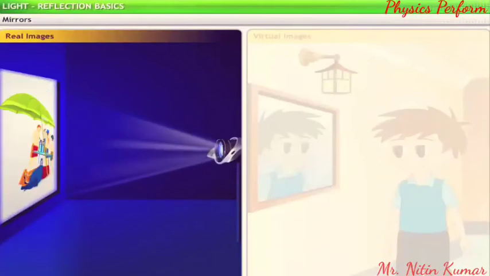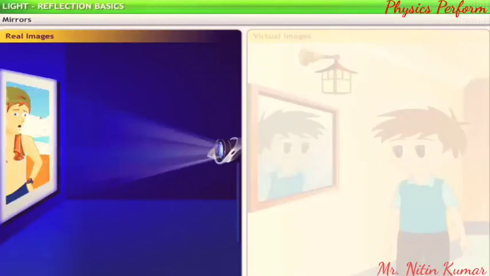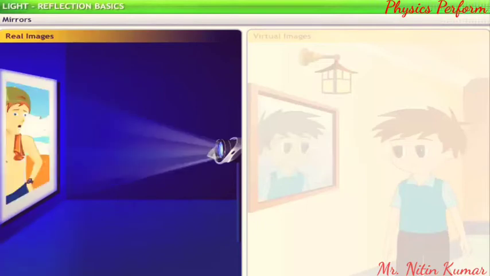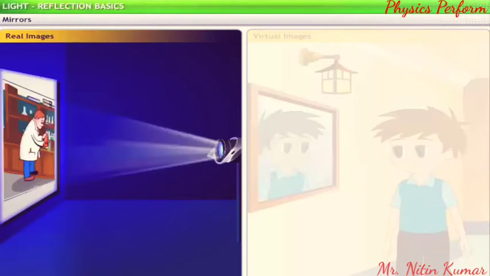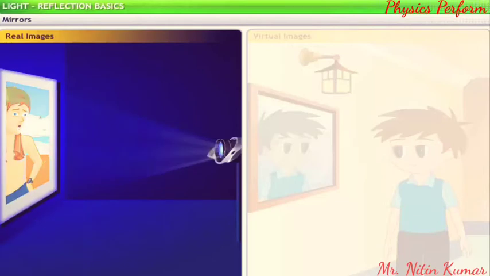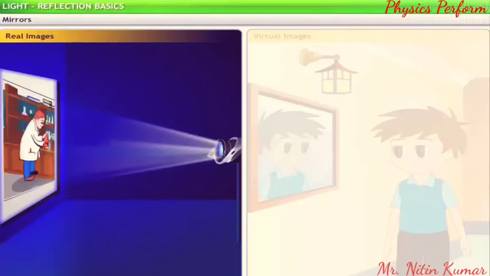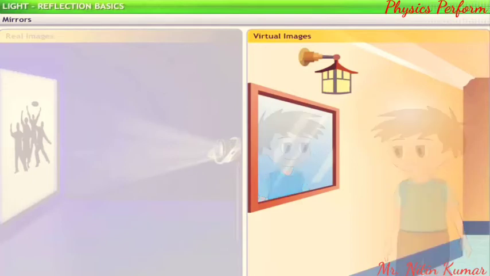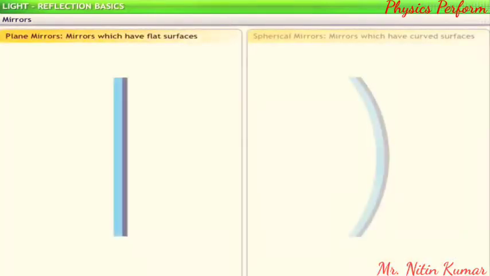There are two types of images: real images are the images that can be caught on screen. For example, the images projected on a screen or images taken using a camera are real images. Virtual images are the images that cannot be caught on a screen. Images formed in a plane mirror are virtual, as they disappear when the object is removed.